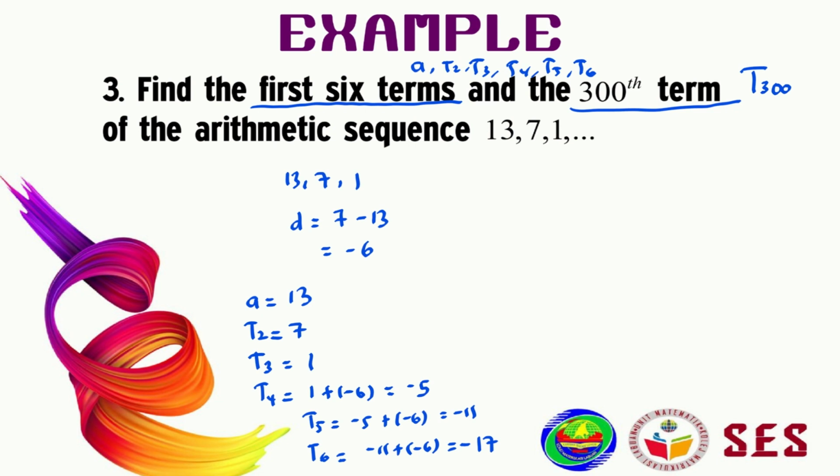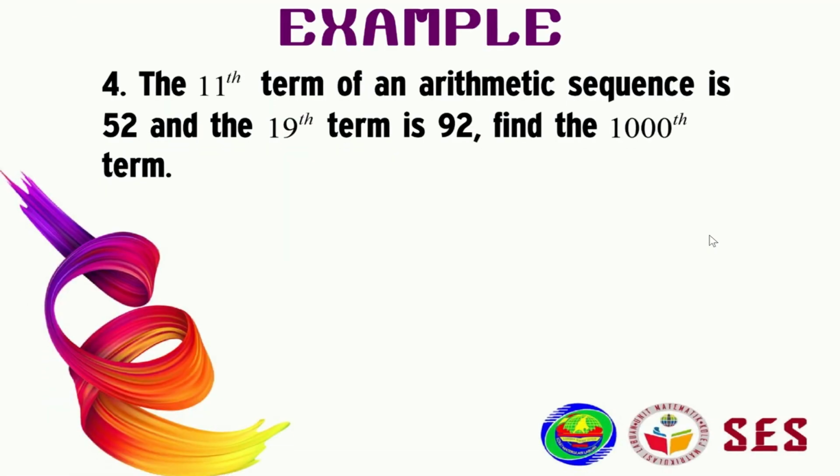So we've got the a and the d already, and let us find T300 now. Our a is 13, n is 300, so n minus 1, and d equals negative 6. When you calculate this, we should get the final answer as 1781.